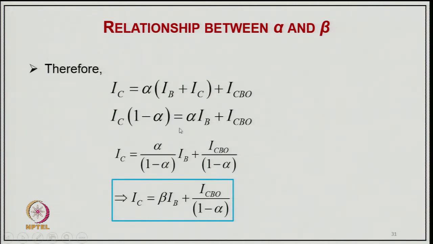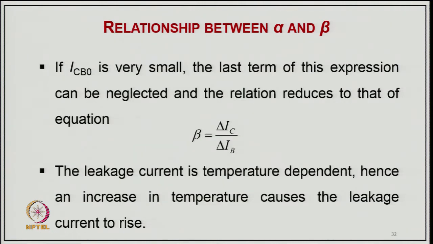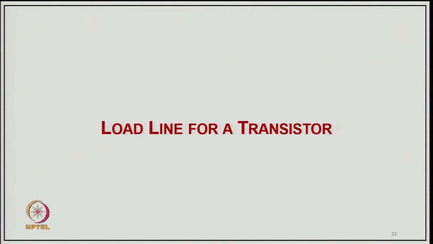it will be 1 minus alpha times IC equal to alpha IB plus ICBO, or from here you can find IC equal to alpha upon 1 minus alpha into IB plus ICBO divided by 1 minus alpha, from which you can get IC equal to beta IB plus ICBO divided by 1 minus alpha. And if ICBO is very small, then the last term of this expression can be neglected. So, we can say the relation reduces to beta equal to delta IC upon delta IB, and the leakage current is temperature dependent, hence an increase in temperature causes the leakage current to rise.